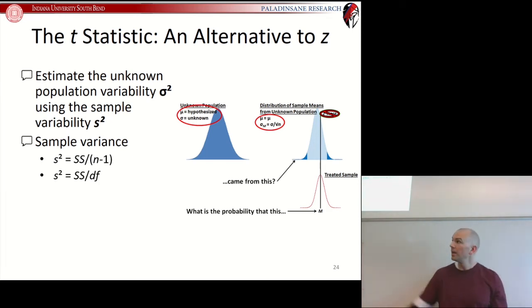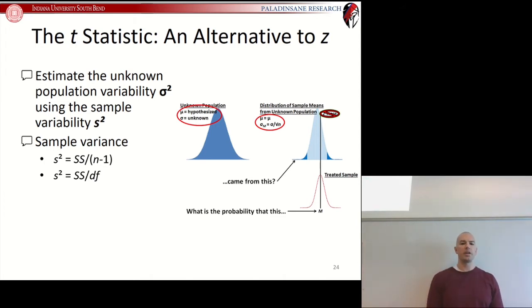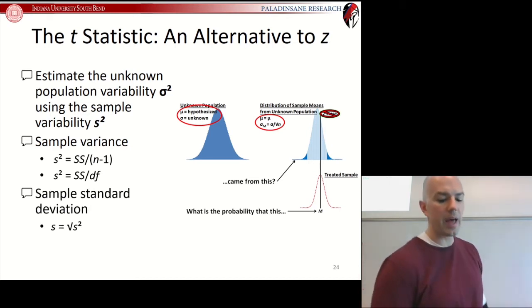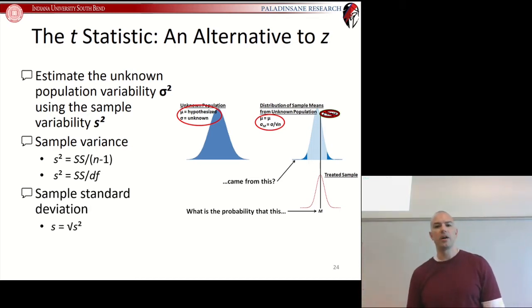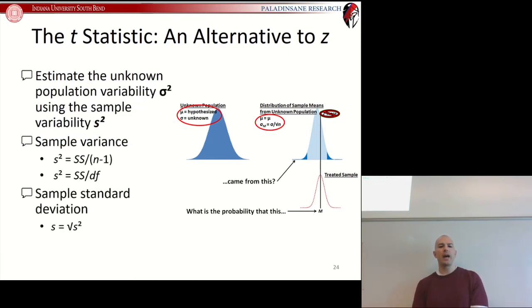So that's a sample variance. Sum of square deviations divided by degrees of freedom. Degrees of freedom is the size of your sample minus 1, and your sample standard deviation is just the square root of that. We take the square root of our sample variance. All right. So we're going to use that sample standard deviation.